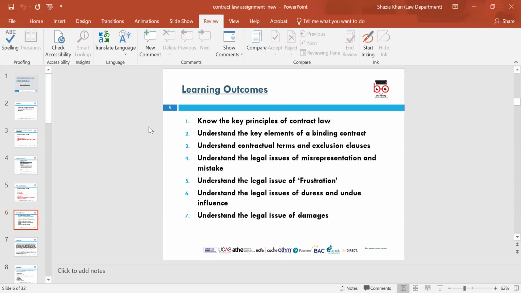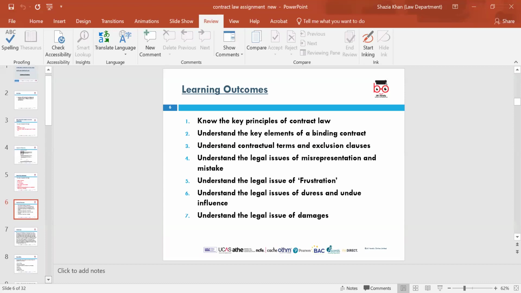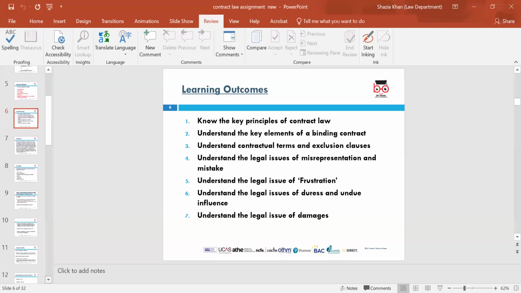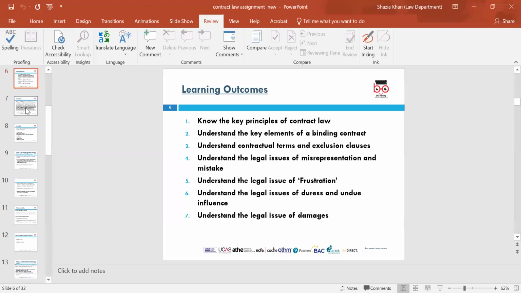Fourthly, to understand the legal issues of misrepresentation and mistake. Fifthly, to understand the legal issues of frustration. Sixth learning outcome is to understand the legal issues of duress and undue influence. And the final learning outcome, number 7, is to understand the legal issue of damages. So you need to go through each learning outcome. They're on Moodle, recorded separately, so it's easier for you to understand.